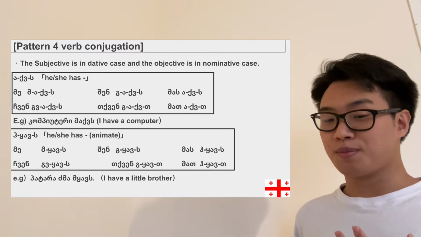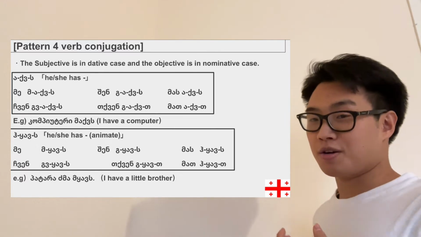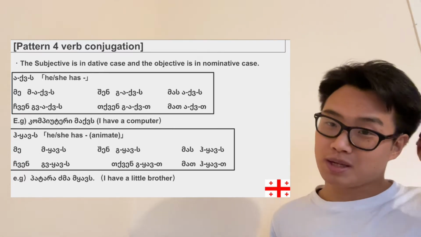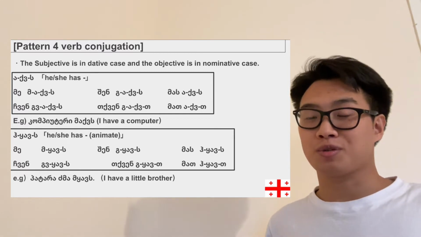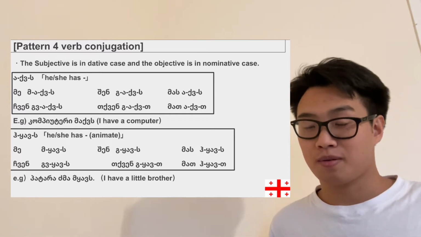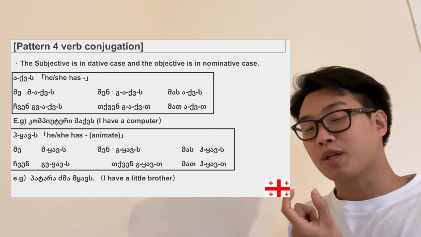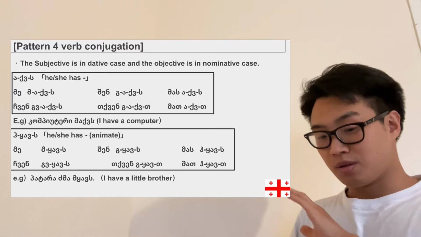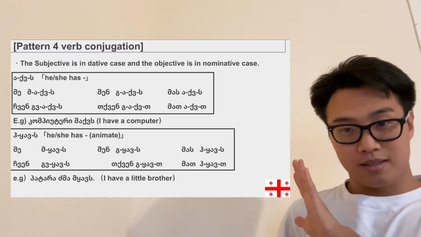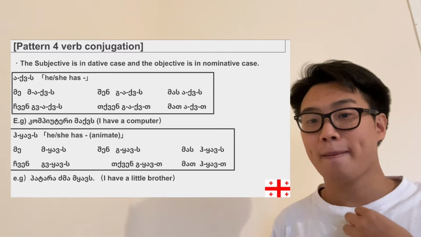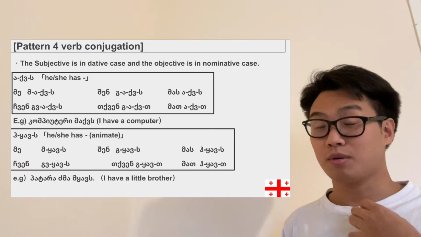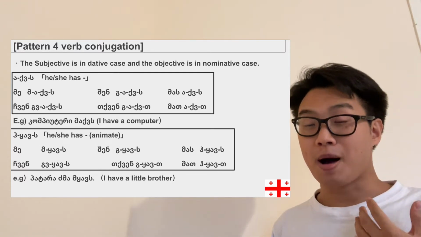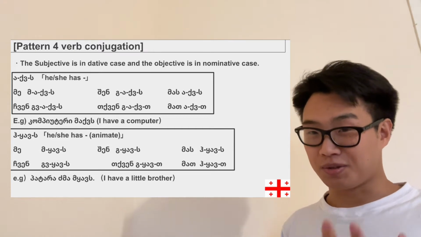But in Georgian, as we see here, computeri is in nominative case, not in the dative case, which is supposed to refer to the object of the sentence. So computeri is in the nominative case, and marks is I have. So how does it conjugate? Let's see now. For example, me marks, I have, shen marks, you have, mas asks. So what does it mean?